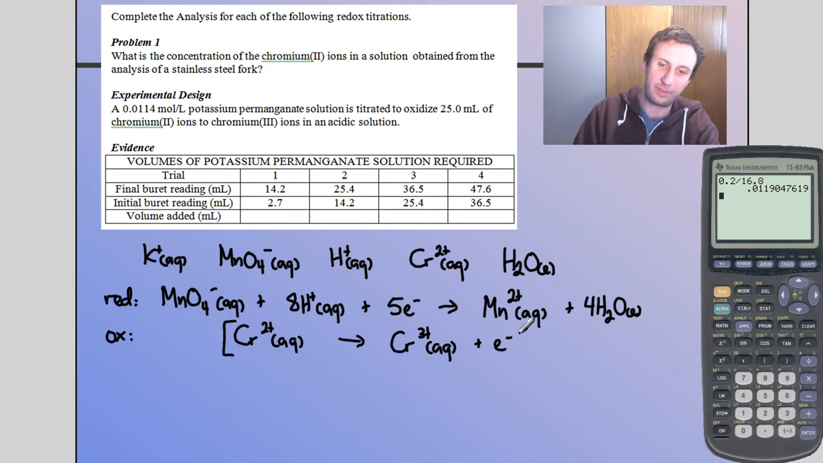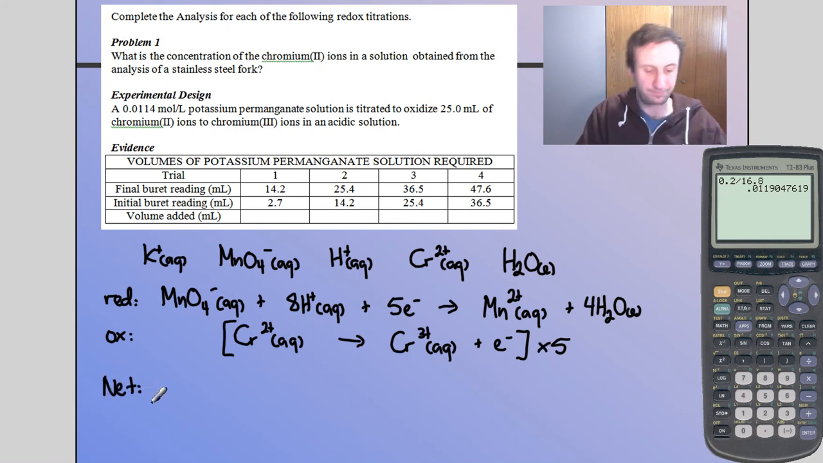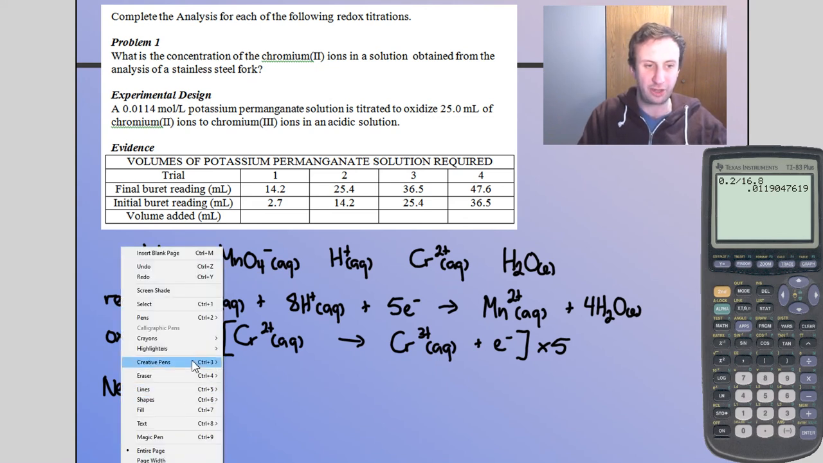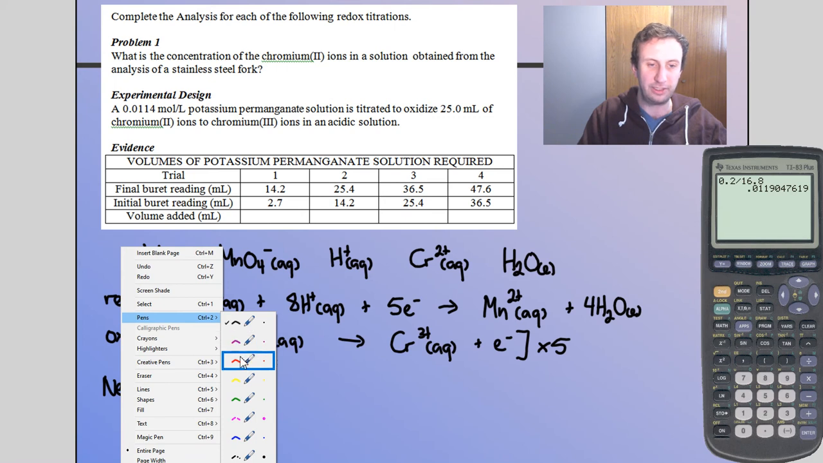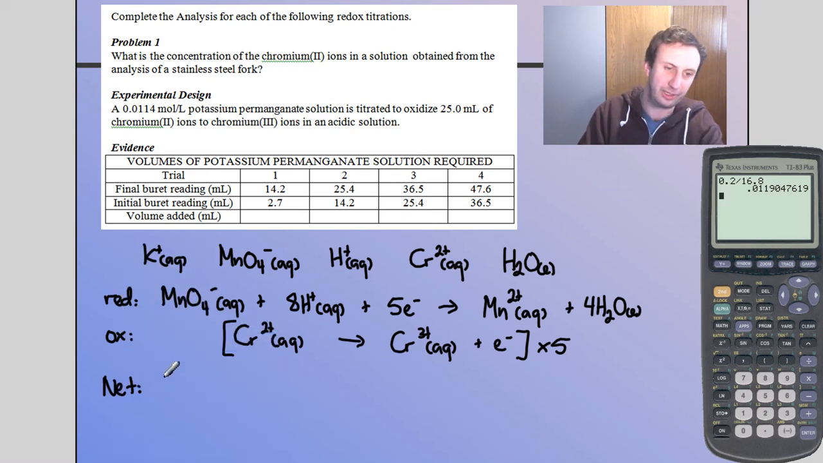So I'm going to take this, and I'm going to multiply it by 5, because I need the electrons to equal in both half reactions. So I have 5 here, 1 here, that will meet up at 5. So this is being multiplied by 1, which we don't have to show, but this one is getting multiplied by 5. So now I can write down my net half reaction. And I'm going to go to a different color for this, just so I can then copy and paste it into a different screen. So let's go with purple this time around.